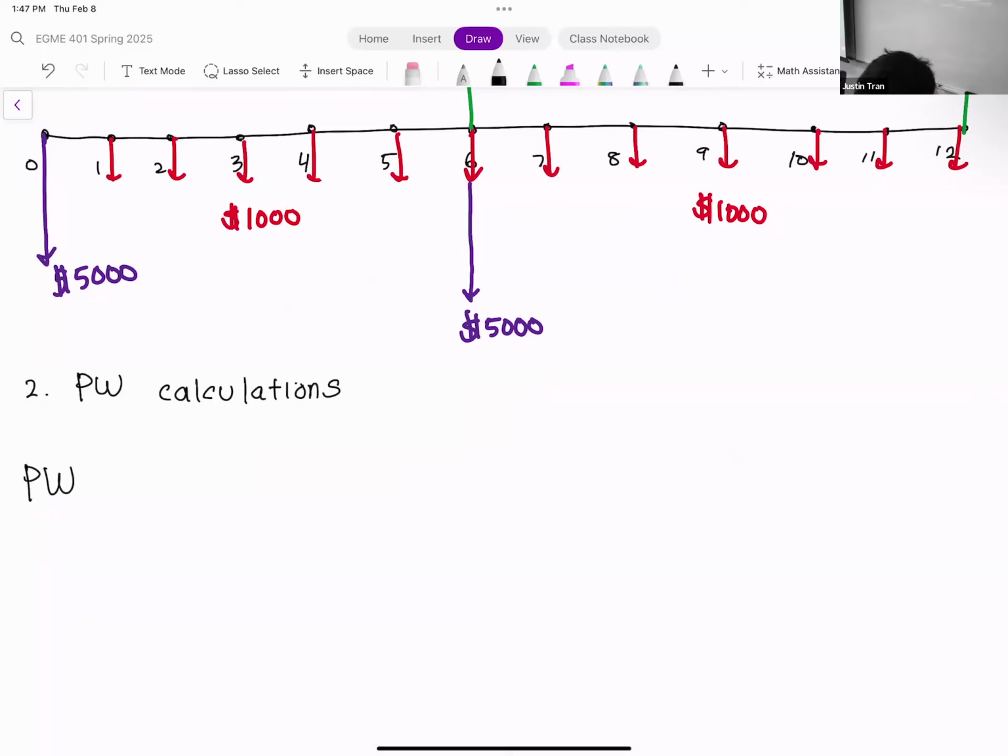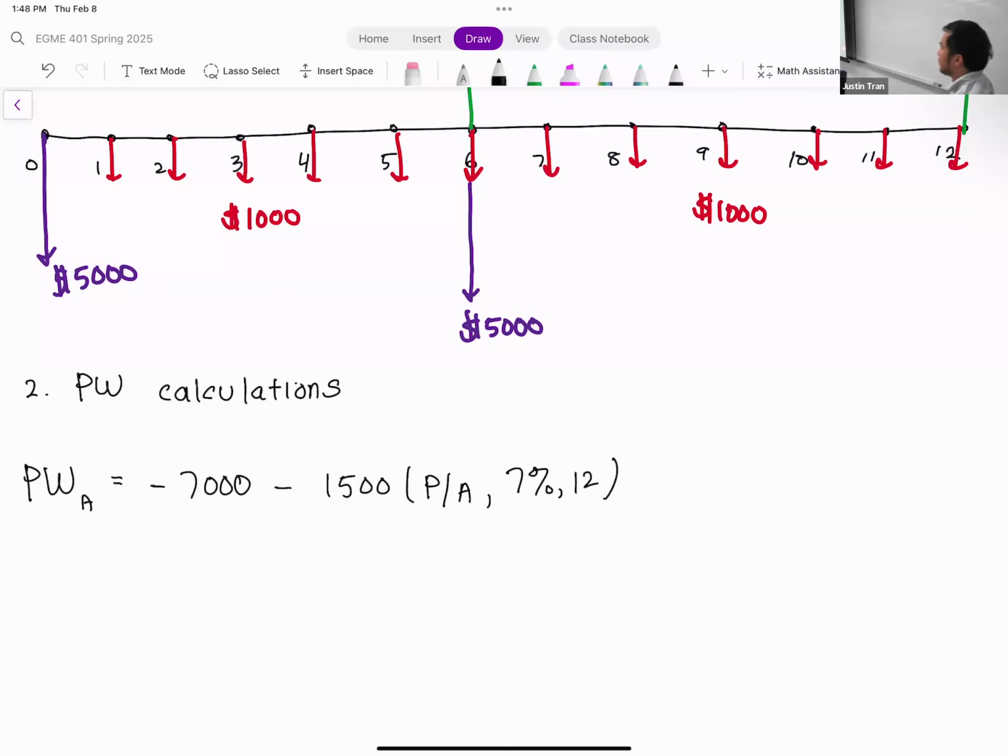Okay, so let's do present worth of pump A first. This one's a little bit more straightforward. So we have our $7,000 initial cost. We have our $1,500 maintenance. Since that maintenance is a recurring cost, we need to convert it to a present sum. So we're going to do P over A. Our interest rate in this case is 7%, going to take place over 12 years. So it's minus 1,500 P over A, 7%, 12.